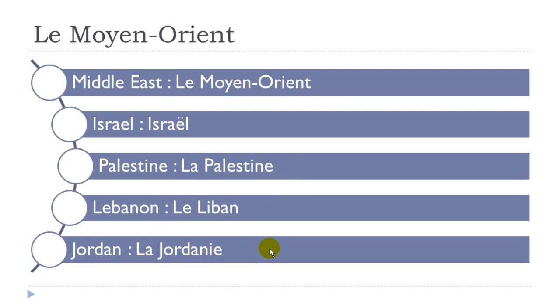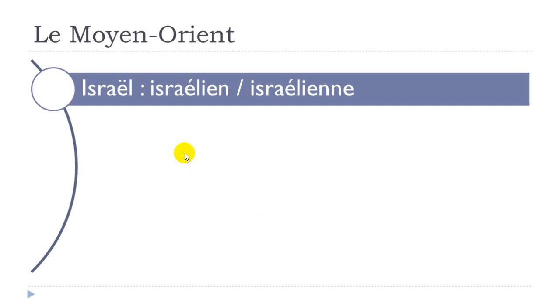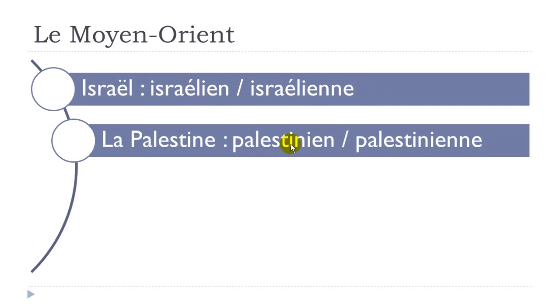Okay, and now we'll see the nationalities. Okay, so Israël, and then I will put the masculine form here and the feminine form here. Israélien, Israélien, so masculine form and then feminine form. Israélienne, Israélienne, okay, yen, yen, okay, and then Palestinien, Palestinien, feminine form, Palestinienne, Palestinienne.